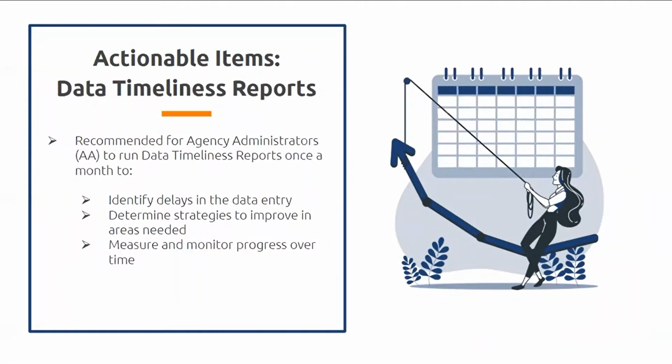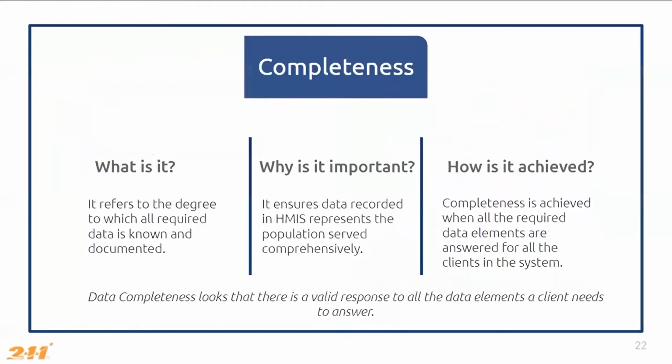And this will help us set up strategies to improve when we really need it, as an agency. It's up to you as the agency administrator to run these reports monthly and to measure the progress that you have over time. That's the most important recommendation, because ultimately you are in charge of monitoring this process. And you are also responsible for thinking about what strategies you can implement to have timely data in your agency.